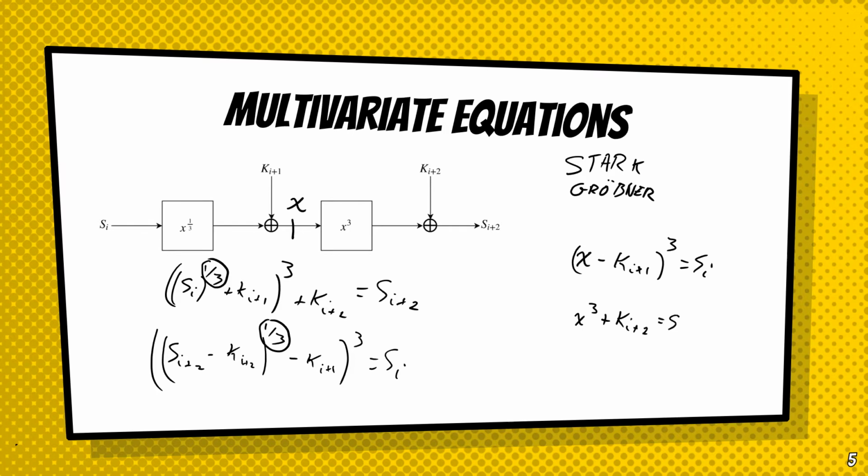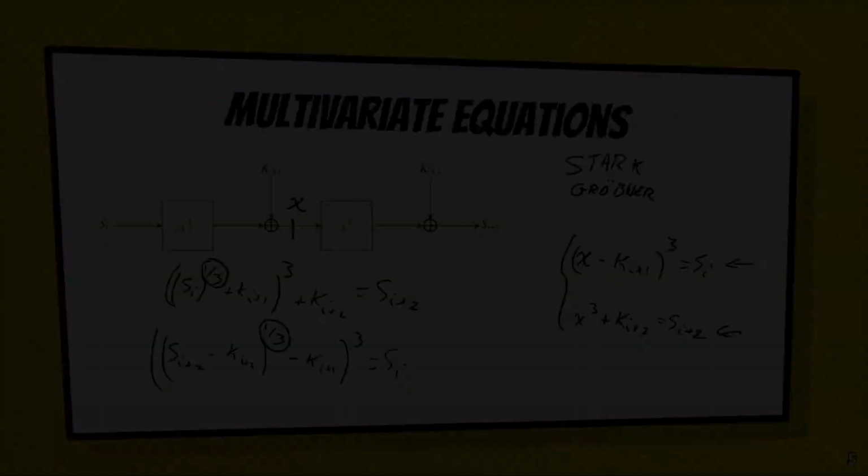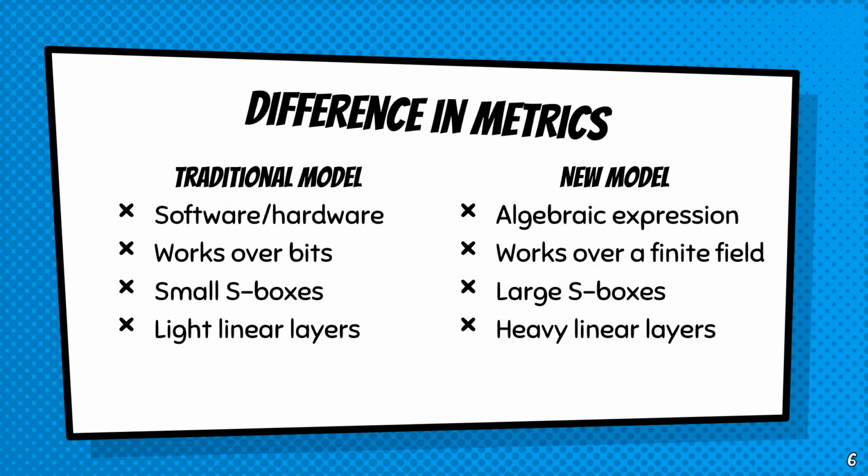And then we get Si plus 2. And so we see this is a multivariate equation because each equation is in multiple variables, and each equation is also of low degree. So now we move on to our work.